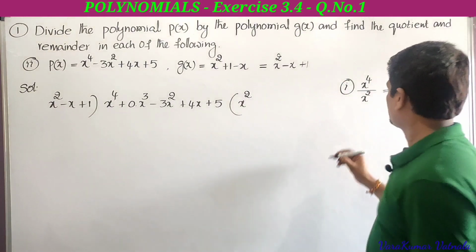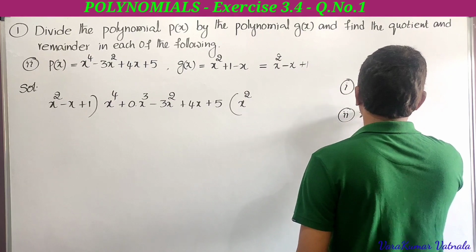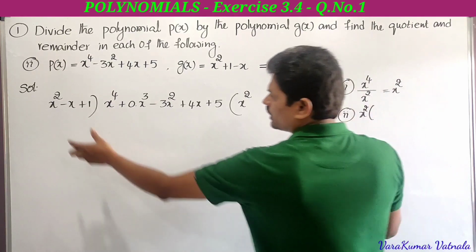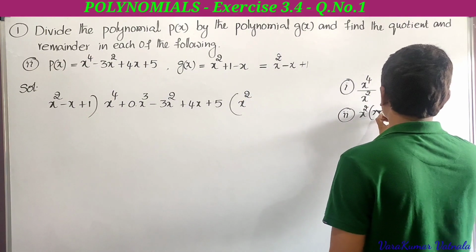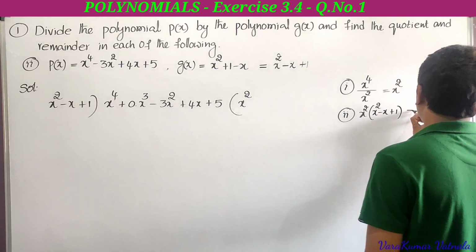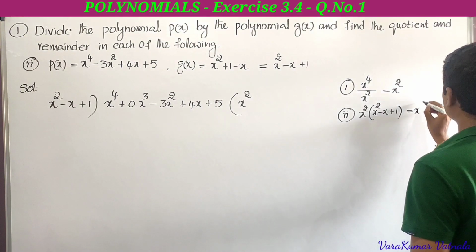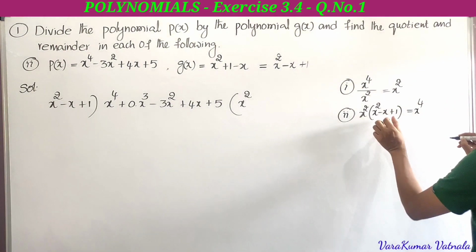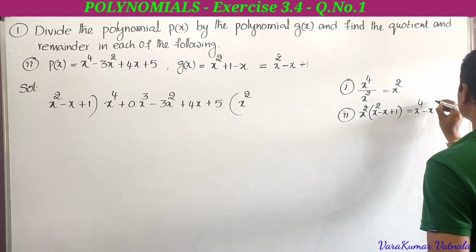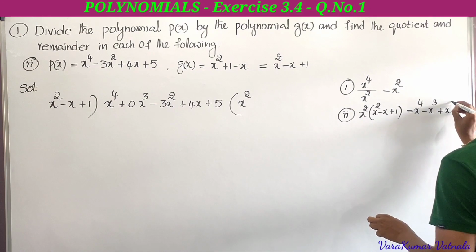In the second step we have to multiply the divisor by x square. That is x square into the divisor, which is x square minus x plus 1. So multiply. x square into x square, we get x to the power 4. x square into minus x, we get minus x cube. x square into plus 1, we get plus x square.